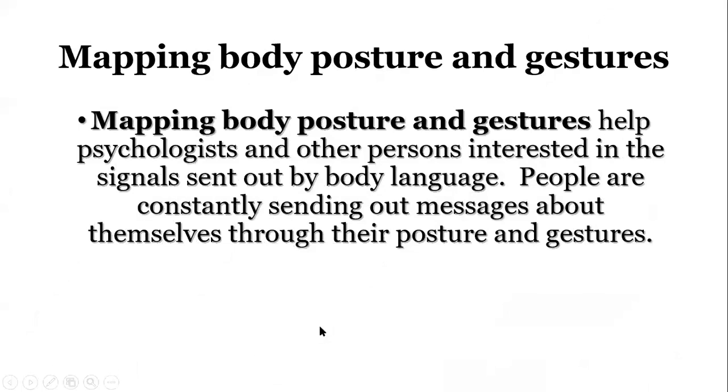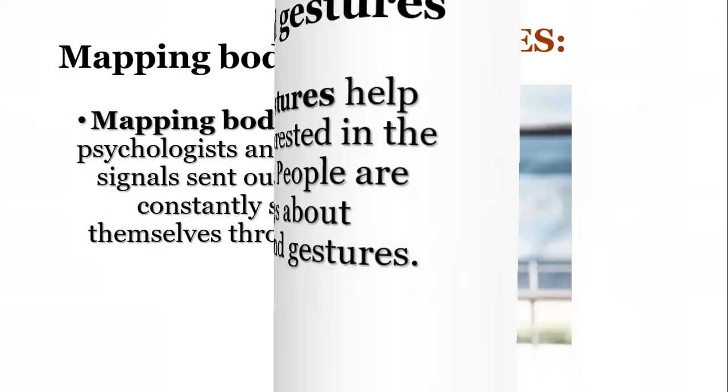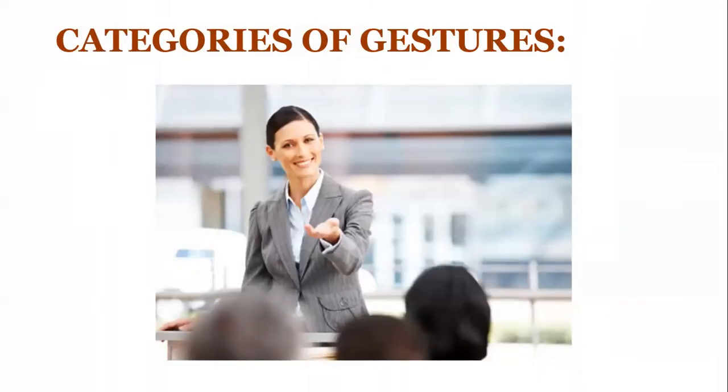Mapping body posture and gestures. What do you mean by that? Mapping body postures and gestures helps psychologists and other persons interested in signals sent out by body language. People are constantly sending out messages about themselves through their posture and their gestures. There is something we call sensory acuity, the ability to sense people's emotions through the expression of their body language. You can be very careful to look at how people move their body, their posture, and read them quickly. So we have what's called categories of posture.